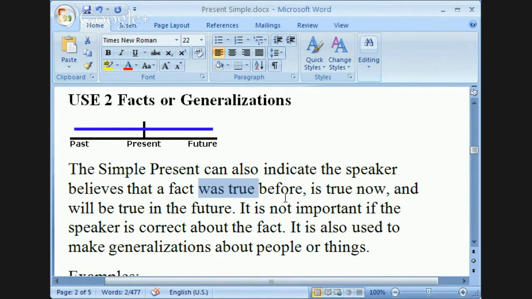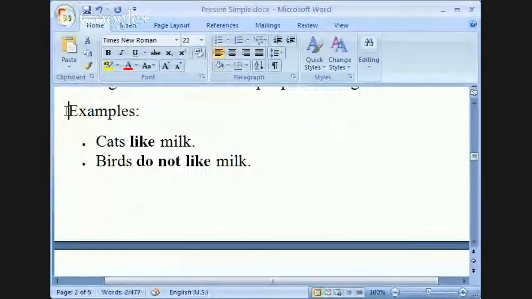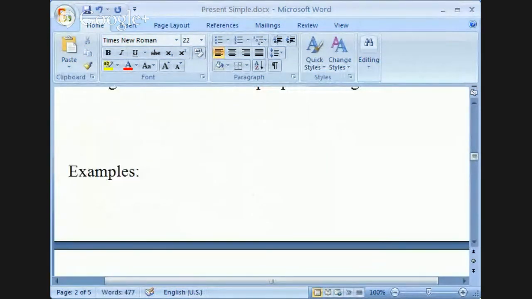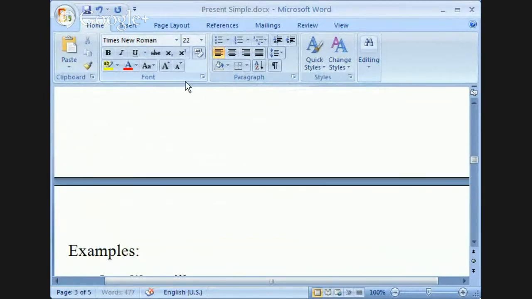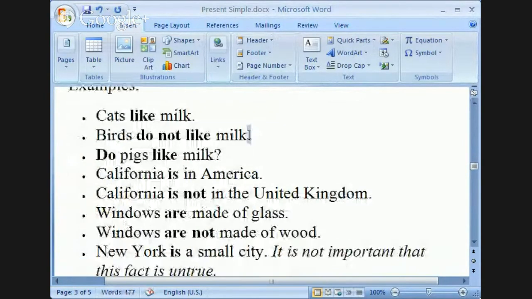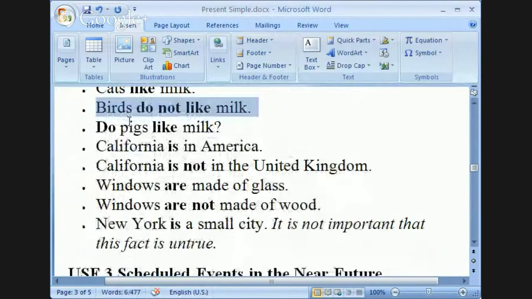Okay. Or also this usage to really talk about generalizations about people. We're going to use present simple, for example, to talk about stereotypes about people. Okay, some examples. Cats like milk. Okay, terrific. Good for cats. Birds do not like milk. Or birds don't like milk. Okay. Do pigs like milk? I don't know. Okay.